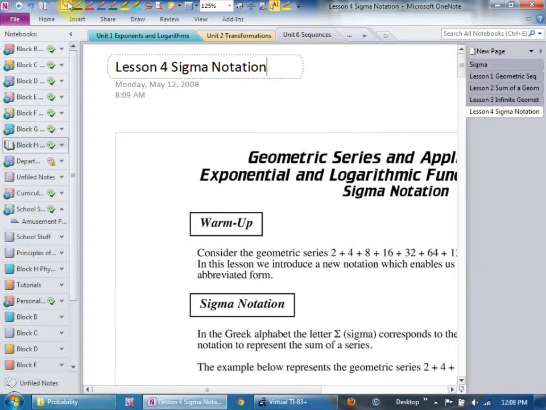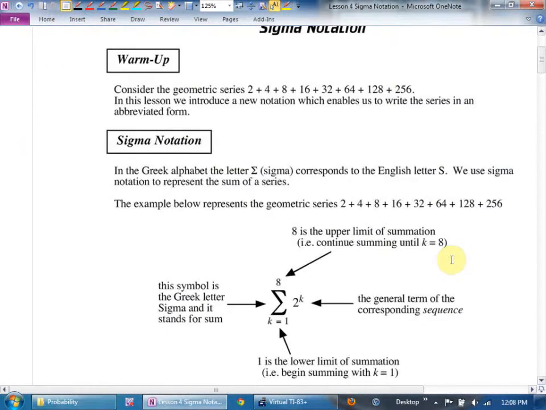So lesson 4. Consider this. 2 plus 4 plus 8 plus 16 plus 32 plus 64 plus 128 plus 256. That's a lot of writing. Is there a shorter way to write this? In this lesson, we're going to introduce a new notation, which enables us to write the series in a very abbreviated form. It's called sigma notation.